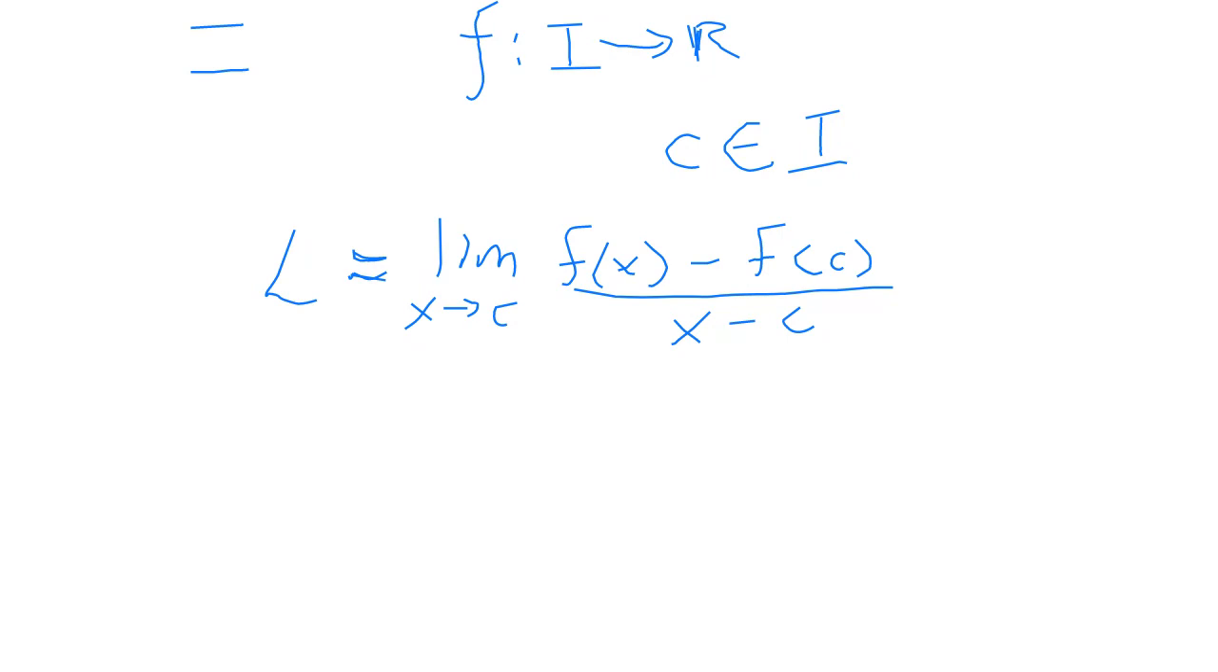And F prime of C is equal to L. That means the derivative of F at C is equal to L. So if the limit L equal to that limit right there exists, then F is differentiable at C, L is the derivative of F at C, and F prime of C is equal to L. Stuff you already know, I hope. Bringing it back to your memory now, because we're going to be using it in our proofs today.